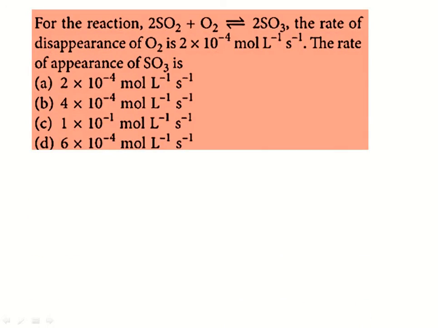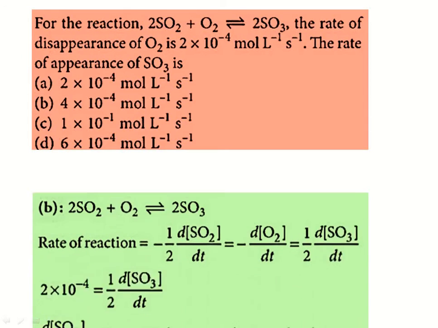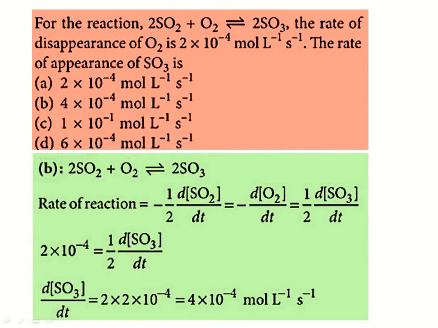Next question. For the reaction 2SO2 plus O2 gives 2SO3, the rate of disappearance of O2 is 2 × 10⁻⁴ moles per liter per second. The rate of appearance of SO3 is. So if you go according to the stoichiometric balanced equation, rate equations, then d[SO3]/dt will be 2 into the oxygen disappearance rate. So that is substituted in the formula to get 4 × 10⁻⁴. So right option is B option.